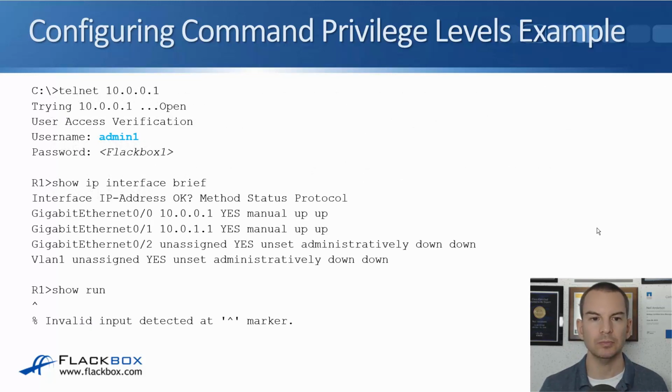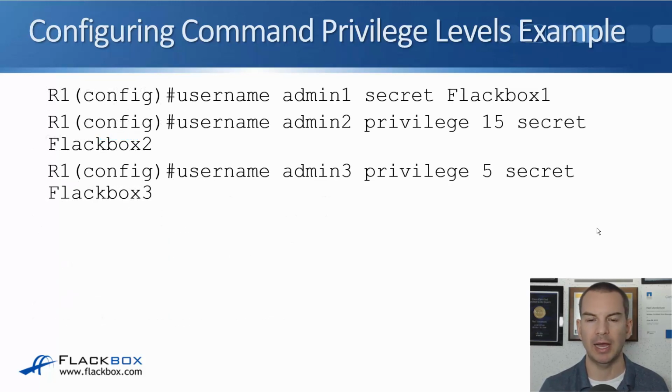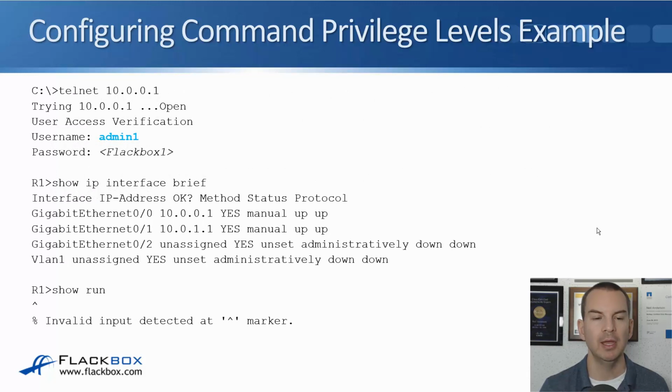Now, if I telnet to the device as admin1 and enter my password, let's go back. Admin1 was privilege level 1. If they do a show IP interface brief, that is a level 1 command, so that command will be accepted and the command will run. But then if that user tries to do a show run, which is a level 15 command, we're going to see it's invalid input. So the error message doesn't say you're not allowed to run that command, you're not at high enough privilege level. It just gives an error message like it's an invalid command.